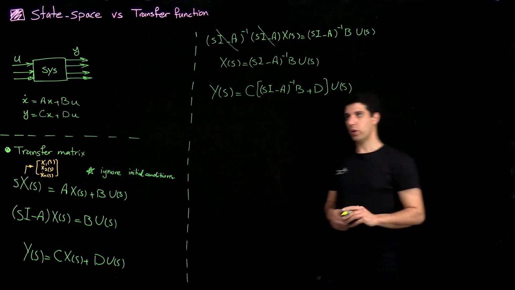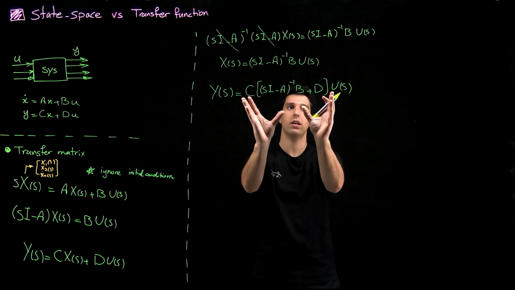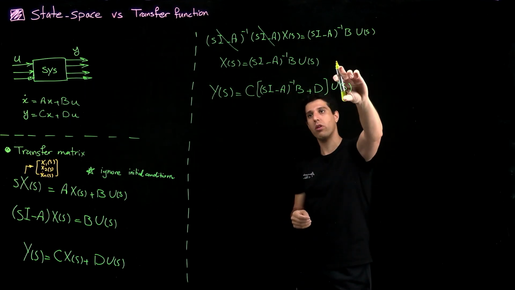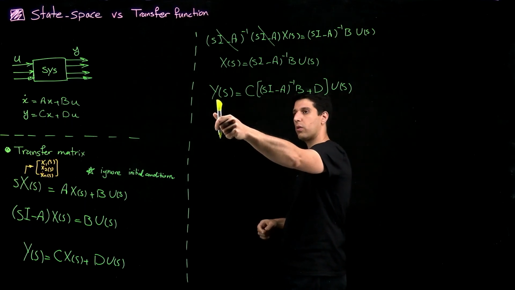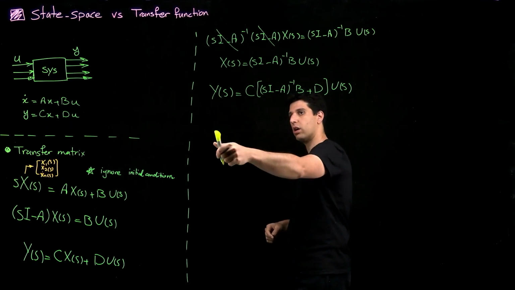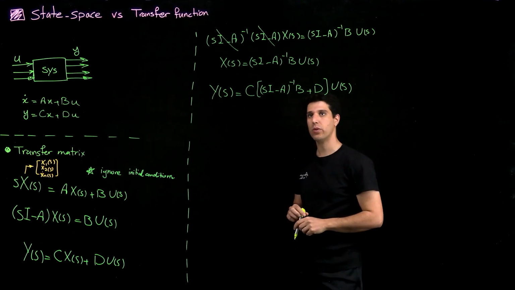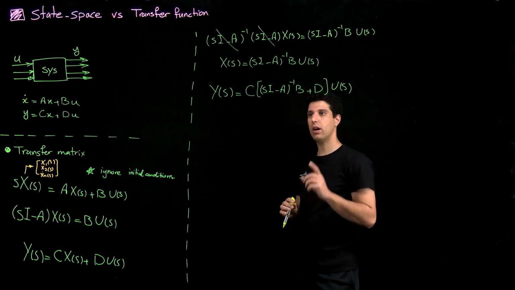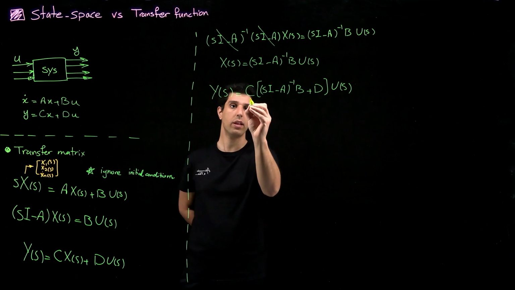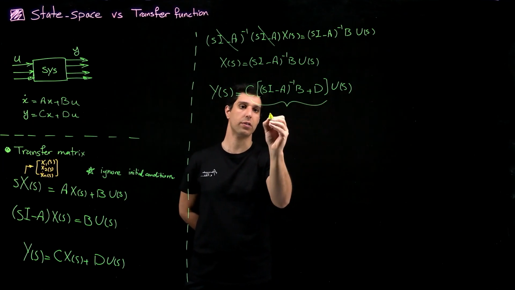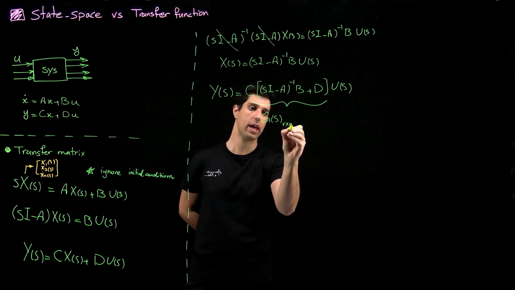So what I'm left with is Y(s) equals something multiplied by U(s). And remember, both of these Y(s) and U(s) are vectors. There are r y's and m u's, so this whole matrix is an r by m matrix. And this is what we call the transfer matrix, or G(s). It's an r by m matrix.